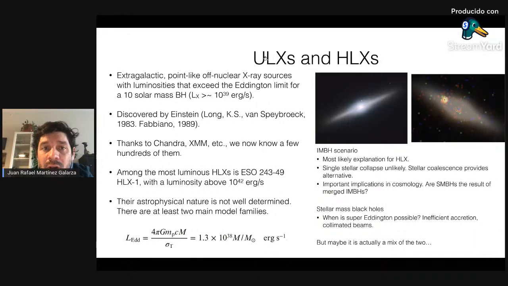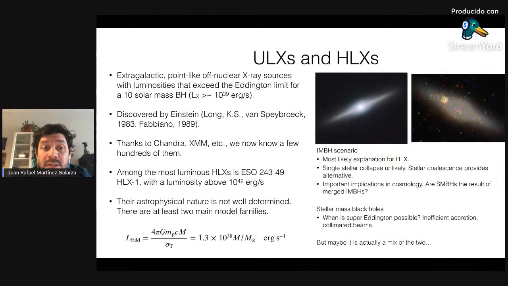So these objects are called ULX, ultra-luminous X-ray sources, and hyper-luminous X-ray sources. We call something a hyper-luminous X-ray source if its luminosity in the X-ray is larger than 10^42 ergs per second. That's extremely, extremely bright. In fact, this guy here is one of those objects that has been spotted in a galaxy. And as you see, this is the location of the object. And this object here, the X-ray counterpart, has of the order of above 10^42 ergs per second.